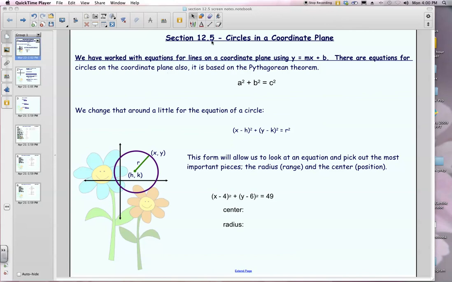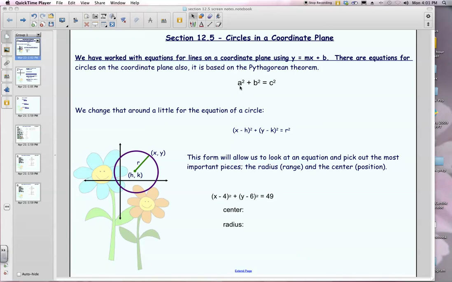This lesson is on section 12.5, circles in the coordinate plane. We've worked with equations for other shapes on the coordinate plane. We've worked with y equals mx plus b for the equation of a line. We are going to talk about the equation of a circle. It's a little bit different than the equation of a line. It's actually based on the Pythagorean theorem.